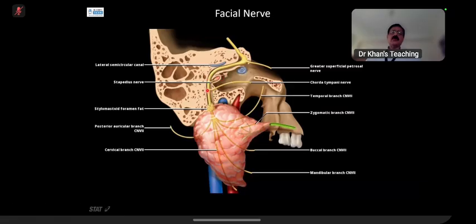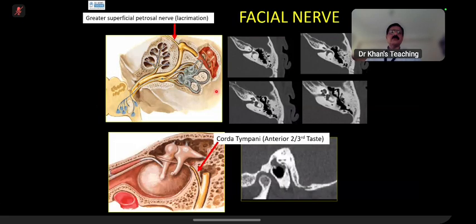As it goes down, there is another important branch which comes out. This is the chorda tympani. The chorda tympani is responsible for taste, so it supplies the taste from the anterior two-thirds of the tongue.